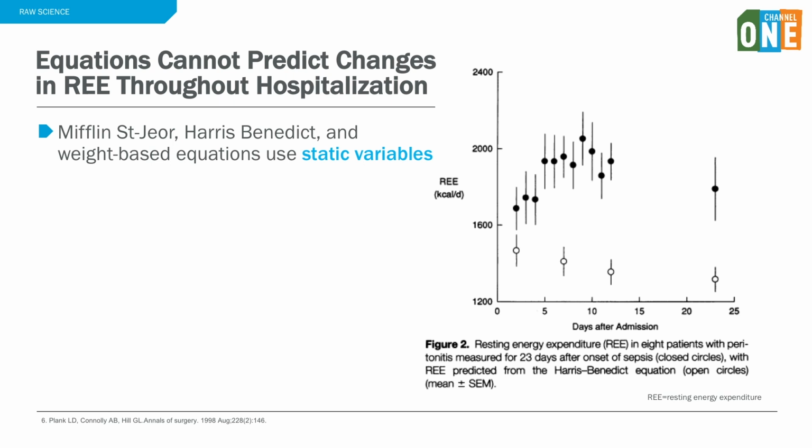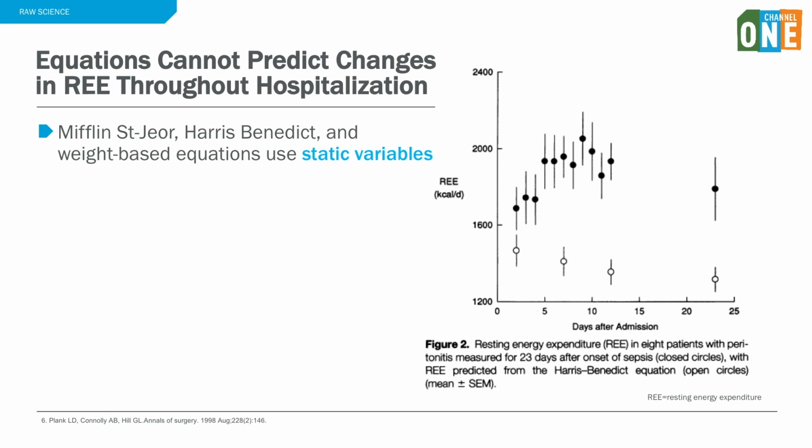Although you can argue that weight might fluctuate throughout hospitalization, this is typically related to changes in fluid status and potential bed weight inaccuracies, especially in critical illness. The figure on the right depicts that the Harris-Benedict equation, in the open circles, vastly underestimates REE, as shown in the closed circles above.